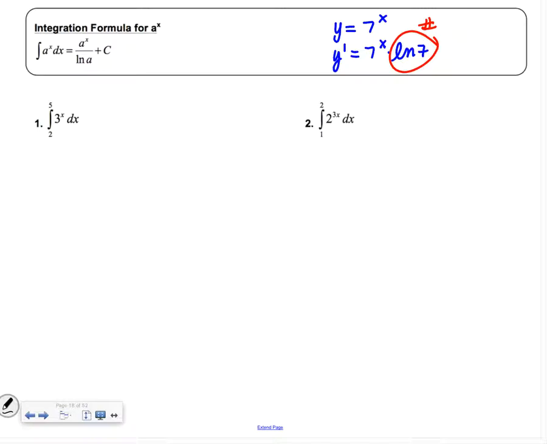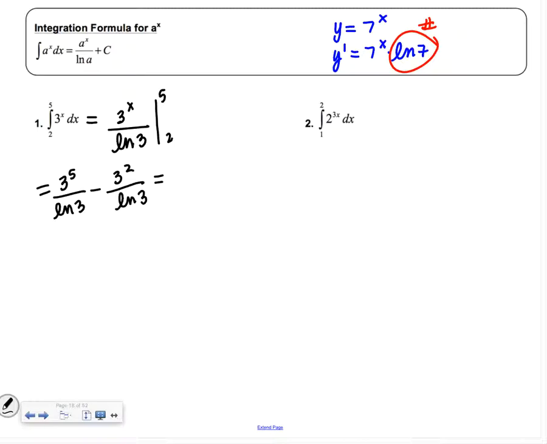All right, 3 to the x. So if I integrate 3 to the x, it's going to be 3 to the x over natural log of 3. You got it? We're going from 2 to 5. So we plug in. So we have 3 to the 5th over natural log of 3 minus 3 to the 2nd over natural log of 3. Does anybody know what 3 to the 5th is?